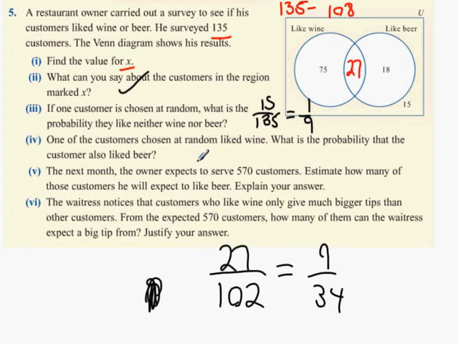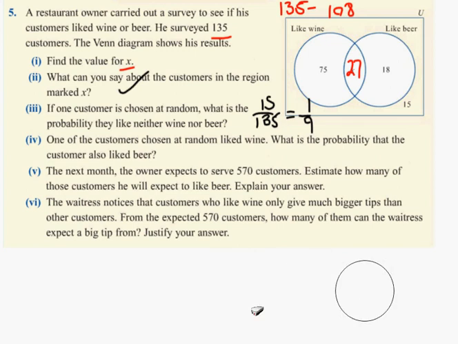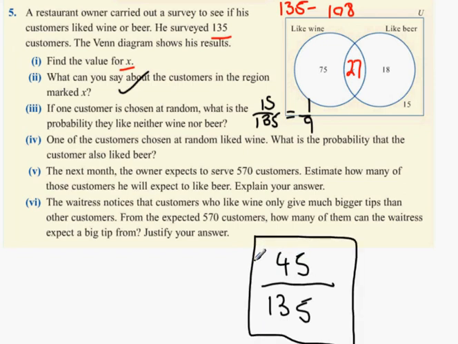The next month, owners expect to serve 570 customers. Estimate how many of those customers they will expect to like beer. Your current stats state that out of 135 people, how many like beer? 27 plus 18, 45. This is the fraction of people that like beer. How many people do we have in total? So multiply 570 by your fraction, and what do you get? 190. We're expecting 190 people to like beer.